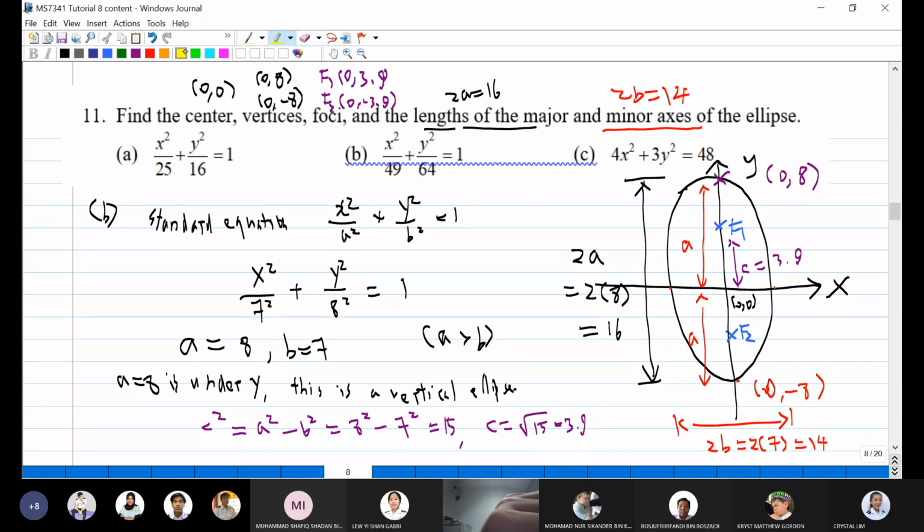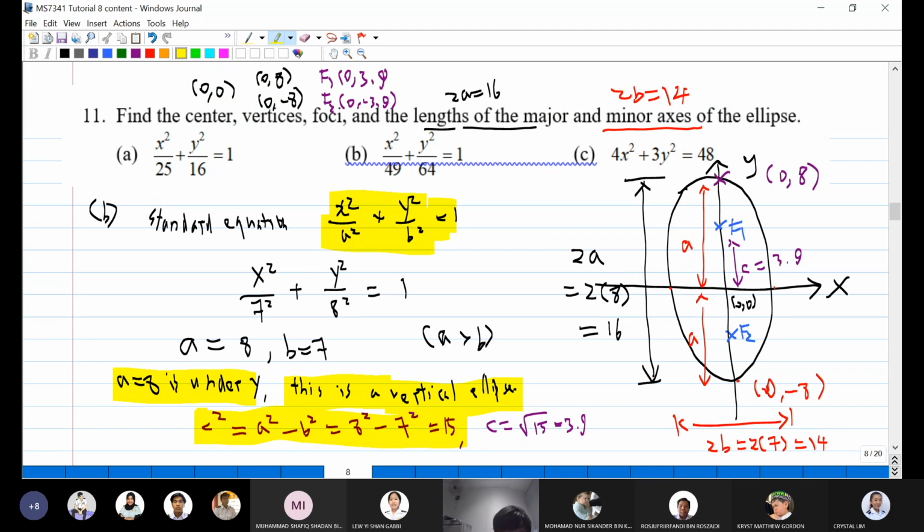So the thing you need to memorize is always this one, right? This is always something confusing, because you don't know which one is a and which one is b. So here, write down: before you figure out where a is, the bigger number is a. That's why this is a vertical ellipse now, because the bigger number is under y. Then you can start drawing the vertical ellipse and see the features. This c is another formula you memorize.